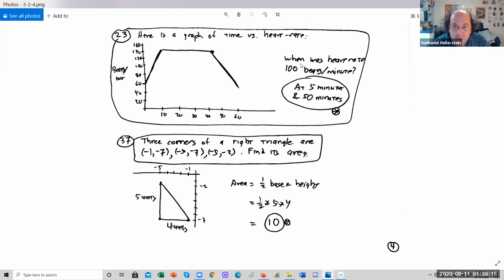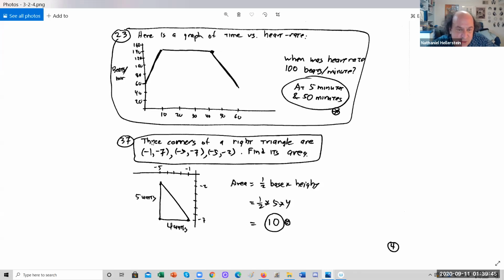The question is, when was the heart rate at 100 beats per minute? Well, here's 100. So we find it happens here, and it happens down here at 5 minutes. And this happens here at 50 minutes. The answer is at 5 minutes and 50 minutes. The one in the book is a little bit better drawn, so by using, I guess, a ruler and so on, you could answer it yourself.